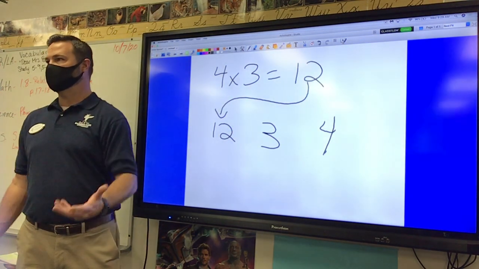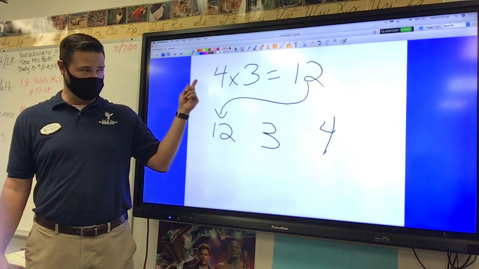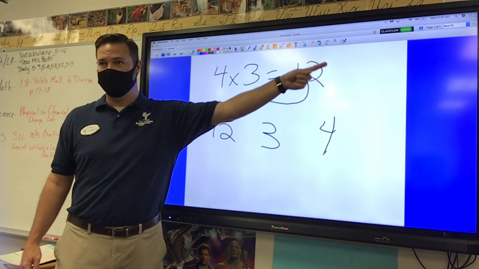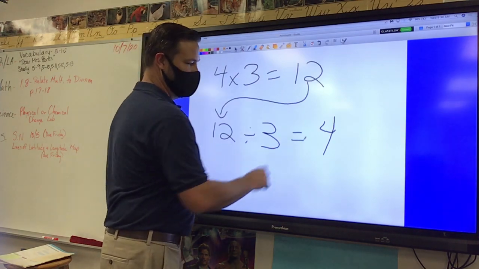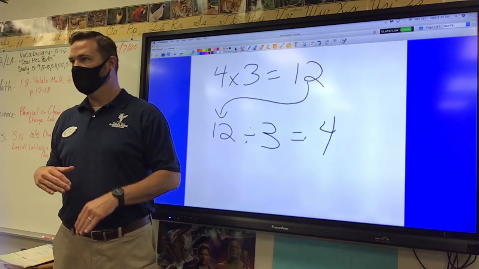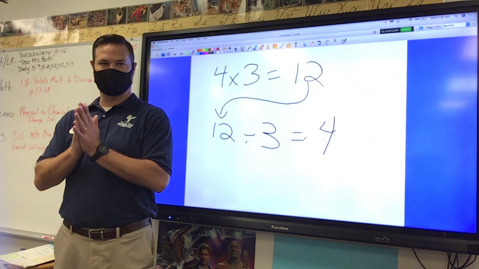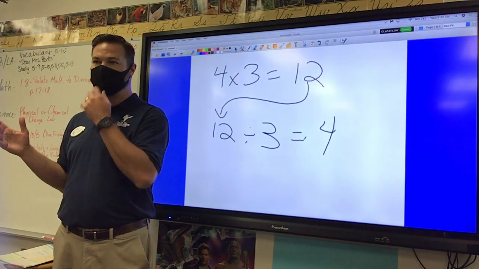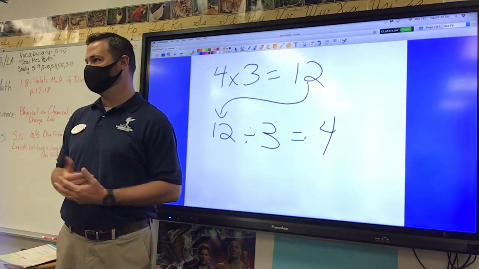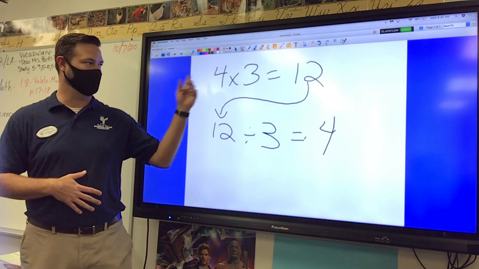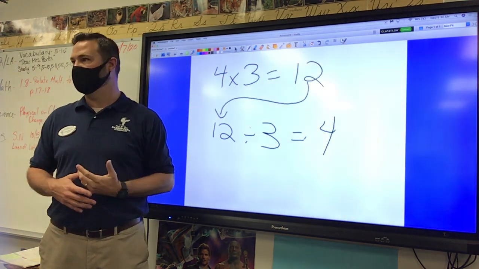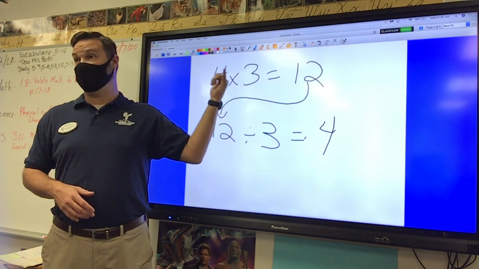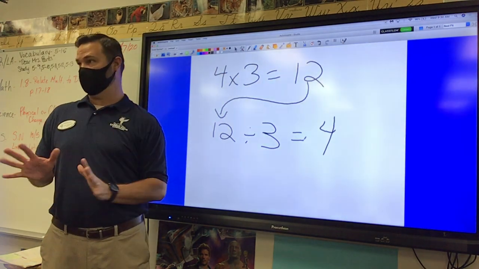Well, I'm going to turn this into a division problem because the opposite of 4 times 3 is 12 is backwards, 12 divided by 3 equals 4, okay? Everybody understand that concept, all right? It gets harder the bigger the numbers you have, okay? Most of you know 4 times 3 is 12, and I can divide 12 by 3 and I'll get 4, or I can even change it around and say 12 divided by 4 is 3, okay?